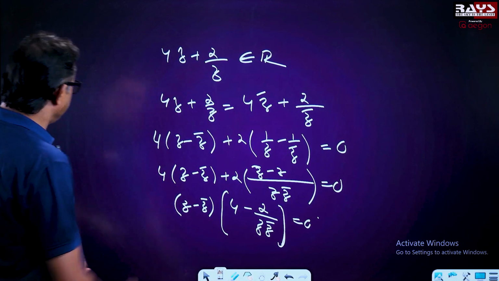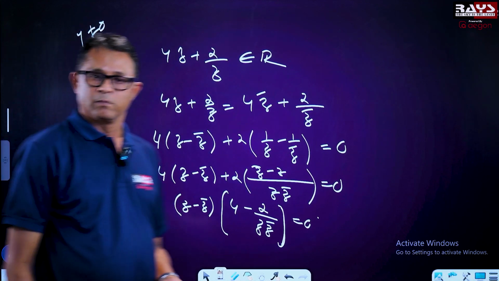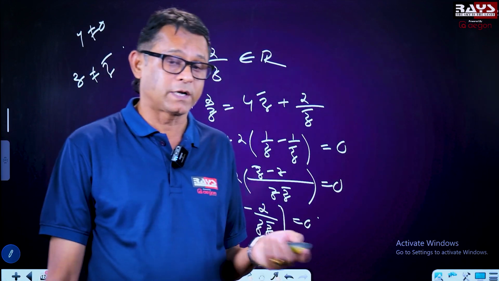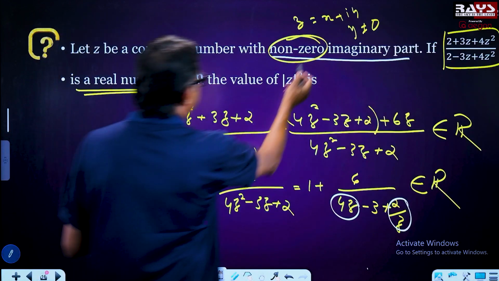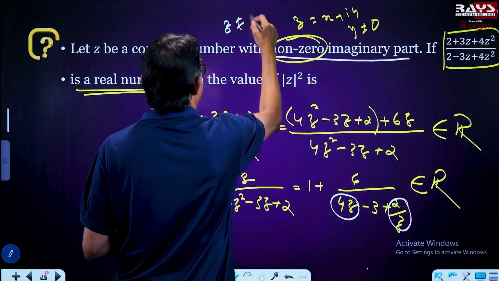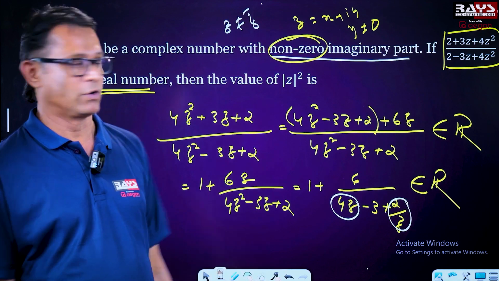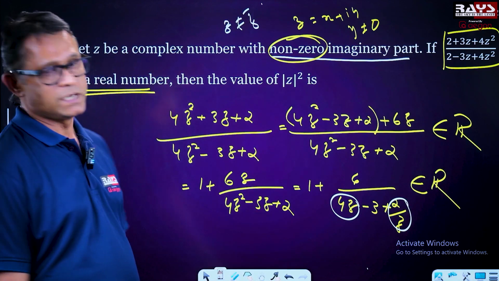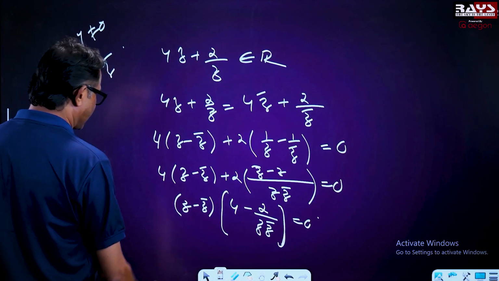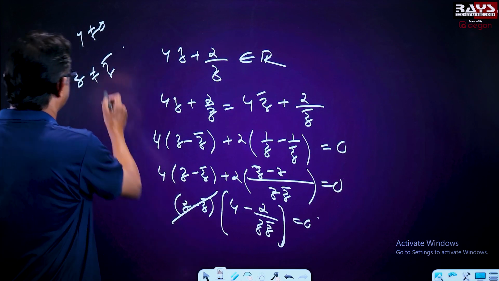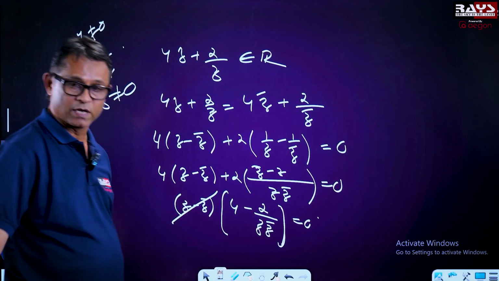Okay. Now z is not equal to z bar. Why? Because given that y not equal to 0. Z is not a purely real number, because it is given in the question that the imaginary part is not 0. That means z is not equal to z bar. This y is not 0. X may or may not be 0, that we don't know, but y is not equal to 0. So consequently z will not be equal to z bar. So we can cancel this z minus z bar, because it is not equal to 0. So what happens? The remaining should be equal to 0.